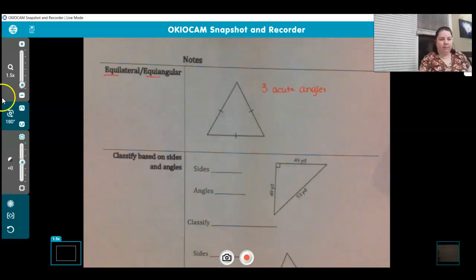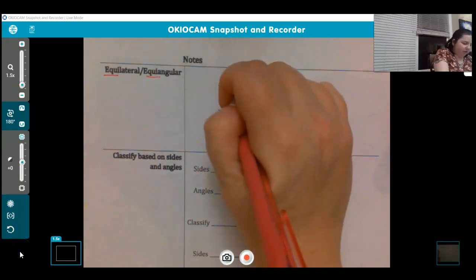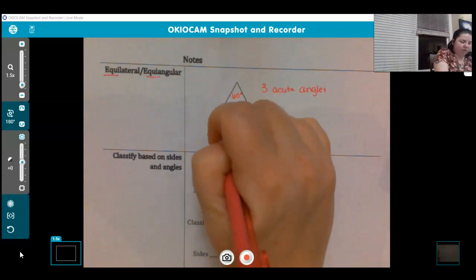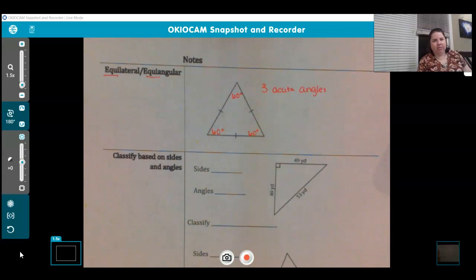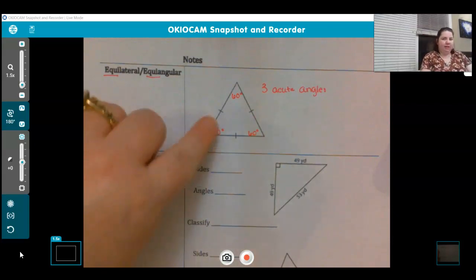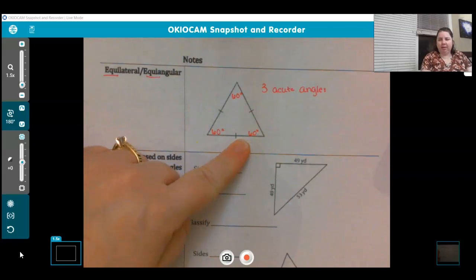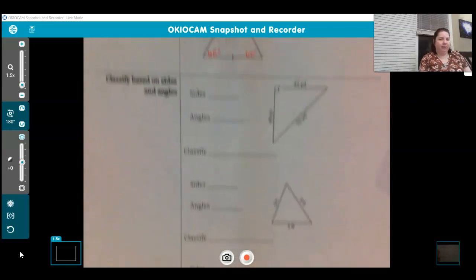Okay, so they have 3 acute angles. Each angle is 60 degrees. And we'll get into that more tomorrow when we talk about properties of interior angles of triangles. And then, of course, we can tell by the tick marks, all sides are the same length. So that is an equilateral and equiangular triangle.